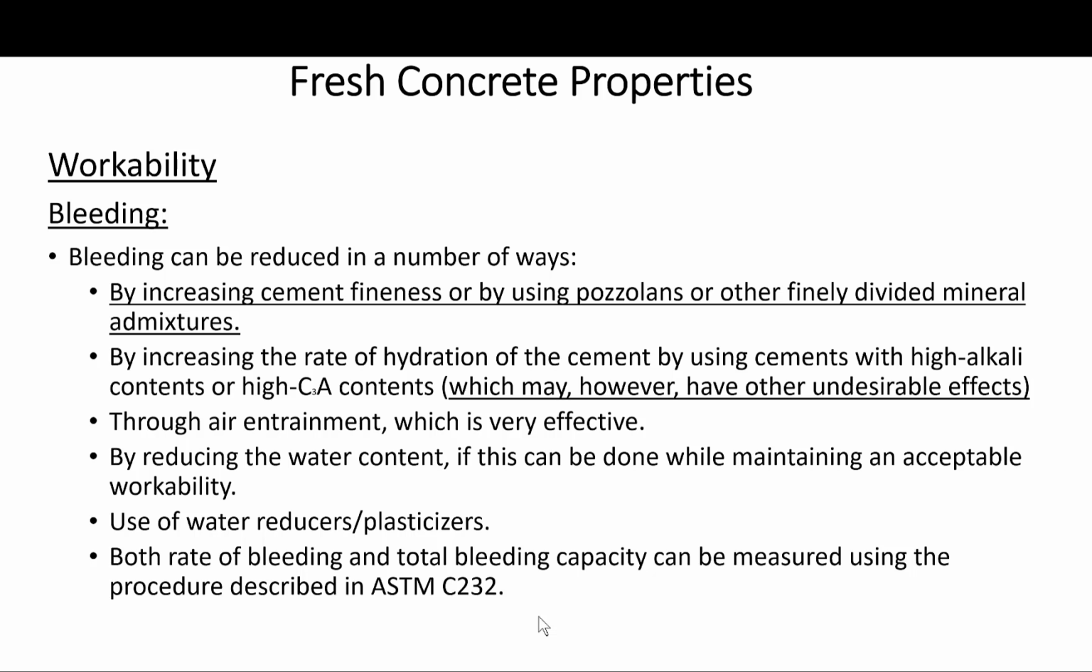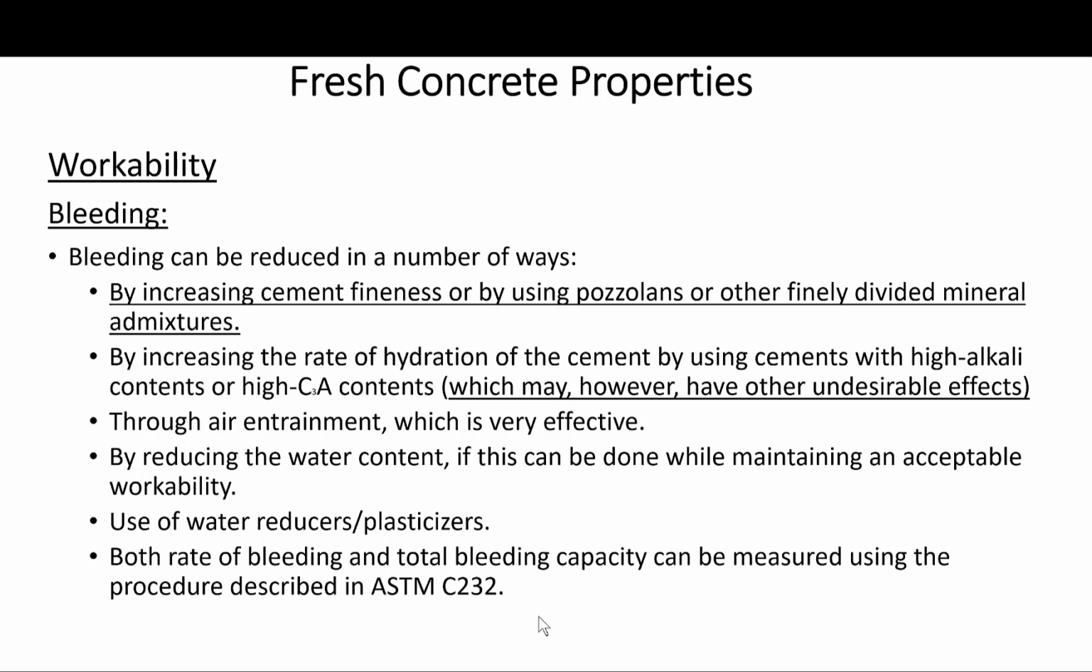What can we do to reduce bleeding? A number of ways. First, by increasing the cement fineness, or by using pozzolans or other finely divided mineral admixtures. Also, by increasing the rate of hydration of the cement, like by using cement with high alkali contents or high C3A contents. However, this may have undesirable effects, as we said before, or by using accelerators such as calcium chloride, and again, this may have undesirable effects as well.